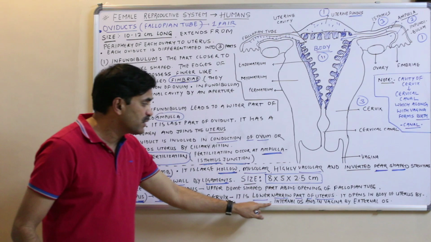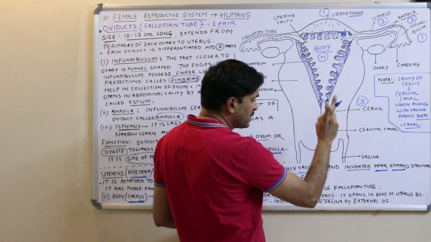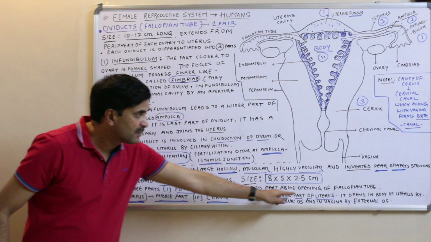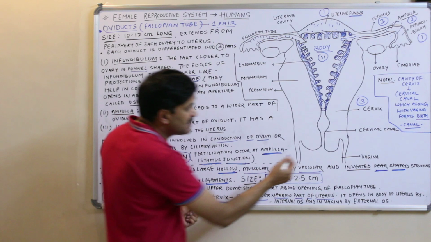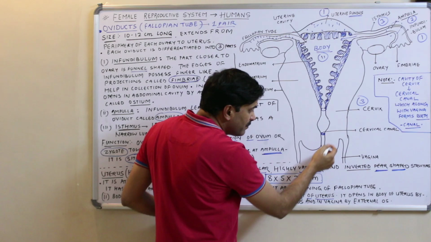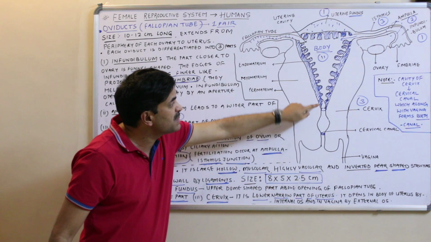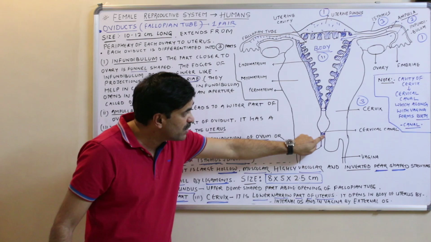One thing to be noticed here is that the cervix opens into the body of the uterus by the internal OS. Here there is the internal OS, and it opens into the vagina. This is the vagina. It opens into the vagina through the external OS. So here there are two orifices. One is known as the internal OS, through which the cervix opens into the body of the uterus, and the other is the external OS, by which the cervix opens into the vagina.